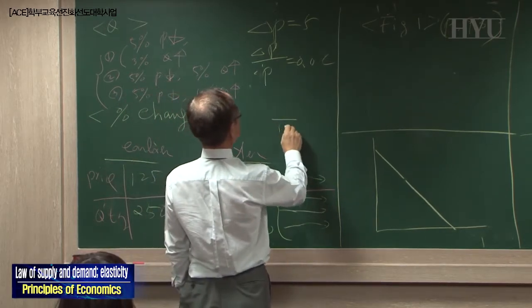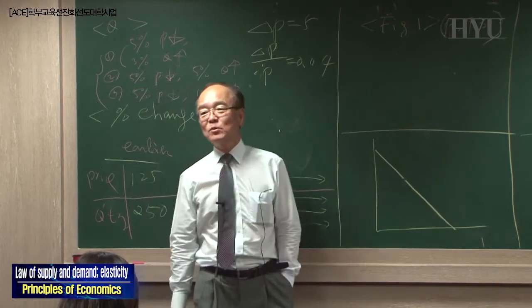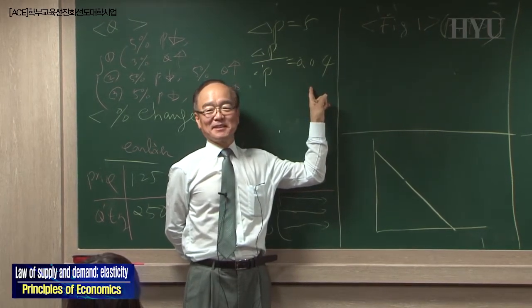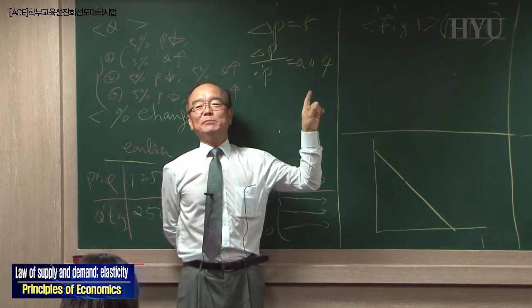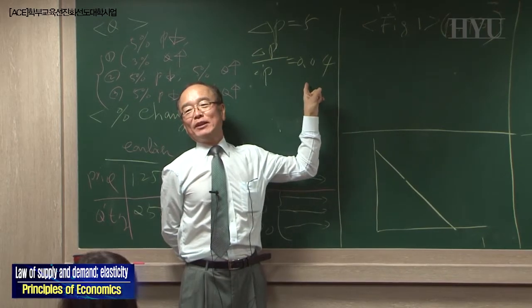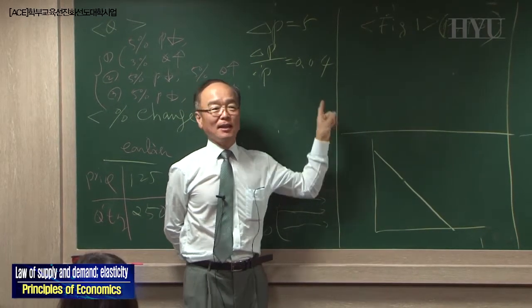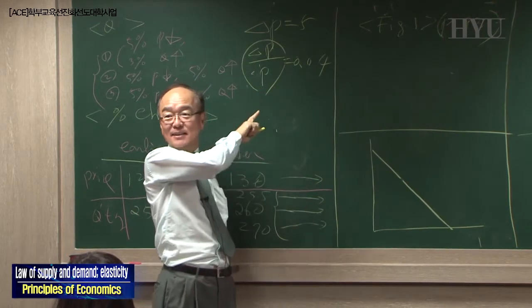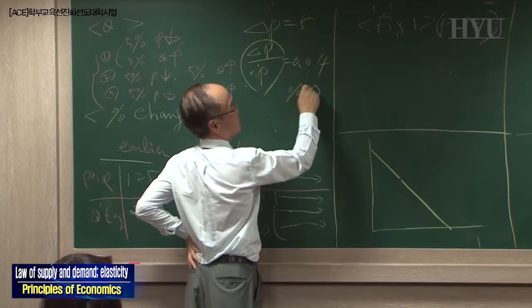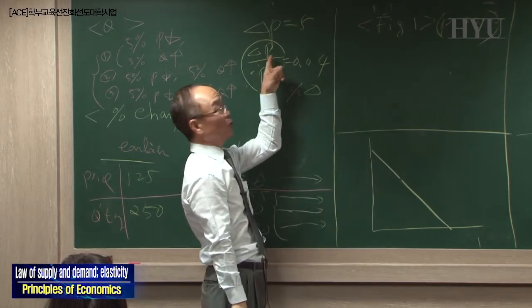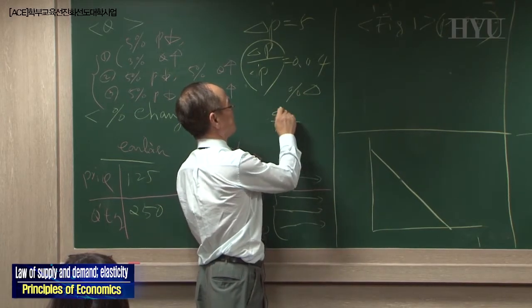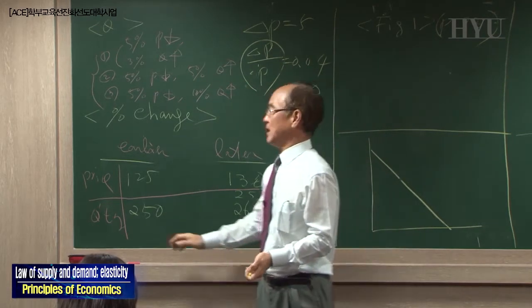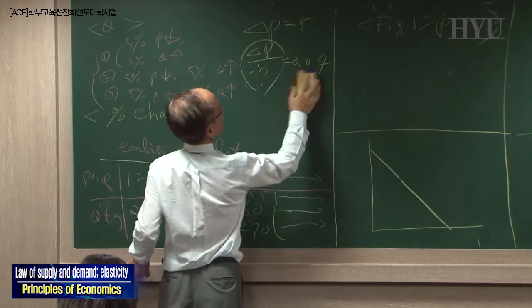How much is this? What do you call this? 4%, right? Is there anyone who objects to calling this 4%? So this is the change, and this is the percentage change. We very often use this percentage change. This is delta P over P. So what do we call this? Percentage change in quantity, percentage change in price. That's naming.